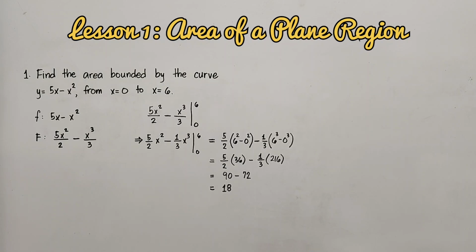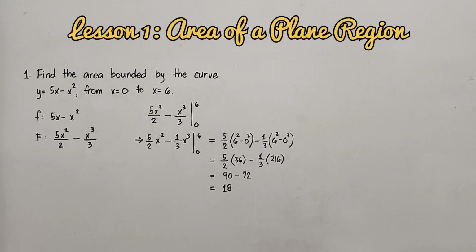The small f is 5x minus x squared. The antiderivative of this function is 5x squared over 2 minus x cubed over 3. I am showing now the other way on how to evaluate this function. That 5x squared over 2 minus x cubed over 3 is the same as 5 over 2 x squared minus 1/3 x cubed from 0 to 6.